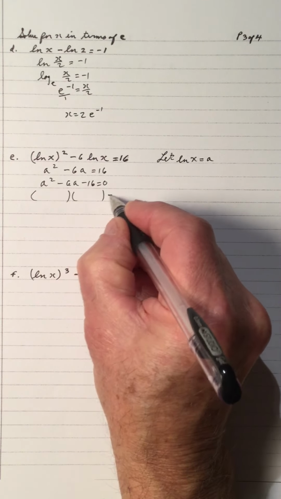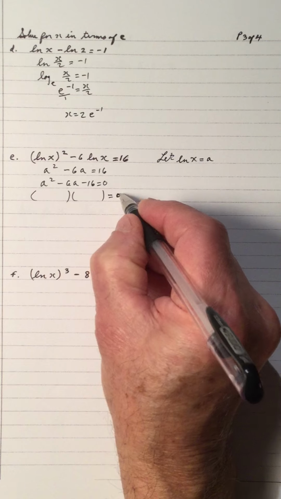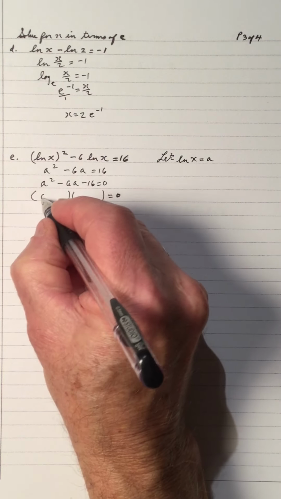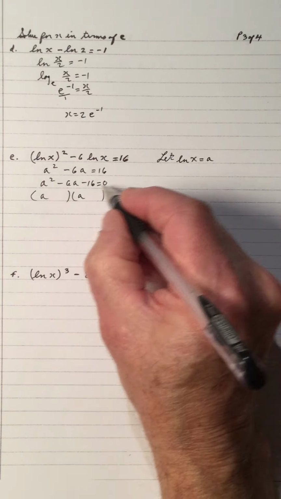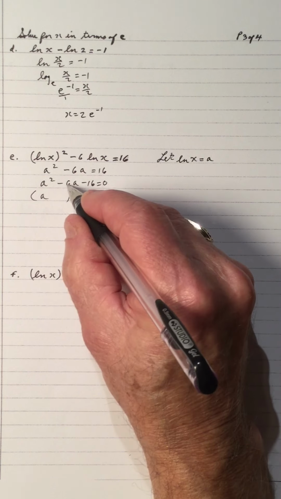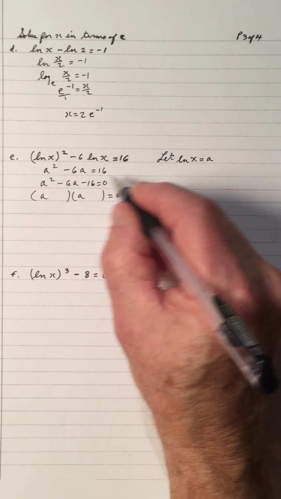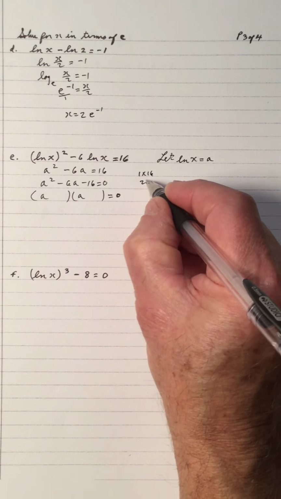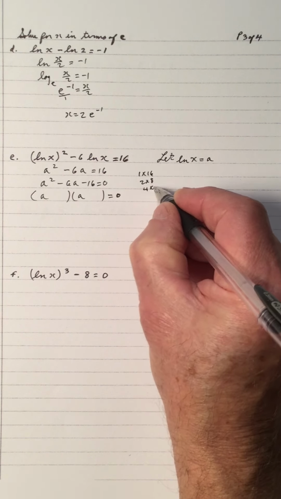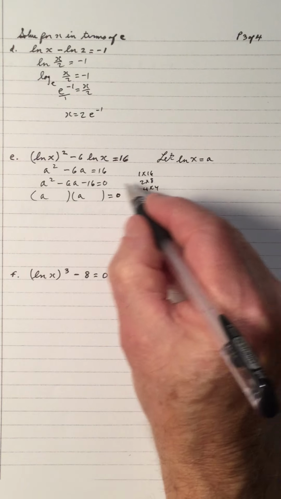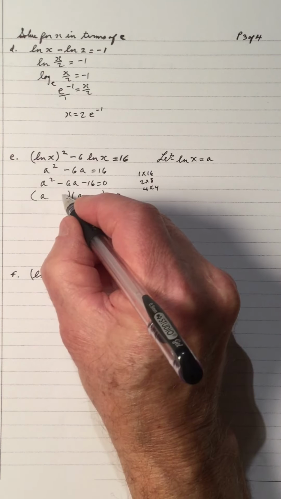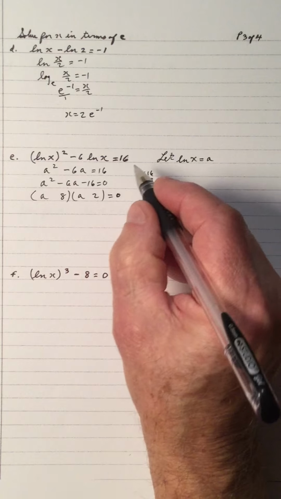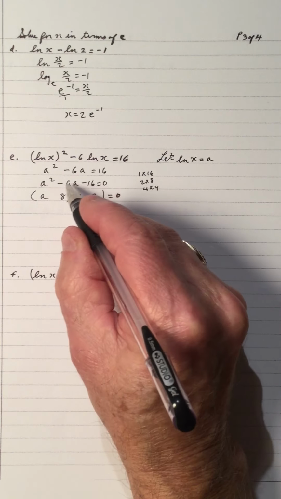And if it's not factorable, I use the quadratic formula, but a squared is a times a. The product is negative 16, the sum is negative 6. Factors of 16 are 1 times 16, 2 times 8, or 4 times 4. Which pair of factors gives you 6? It's got to be 8 and 2. And notice that the product is negative and the sum is negative.